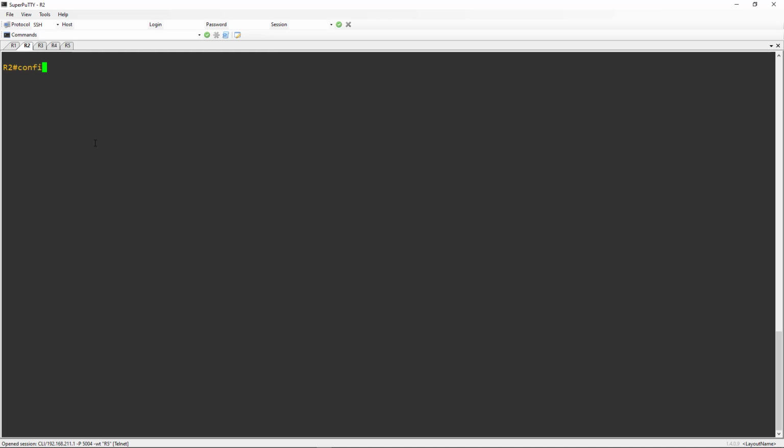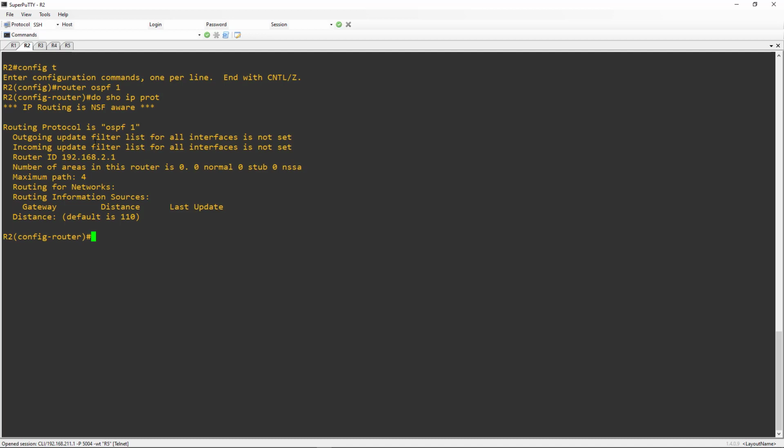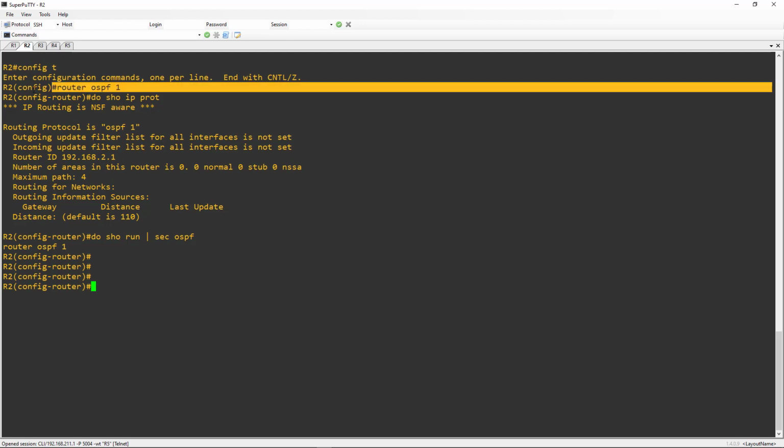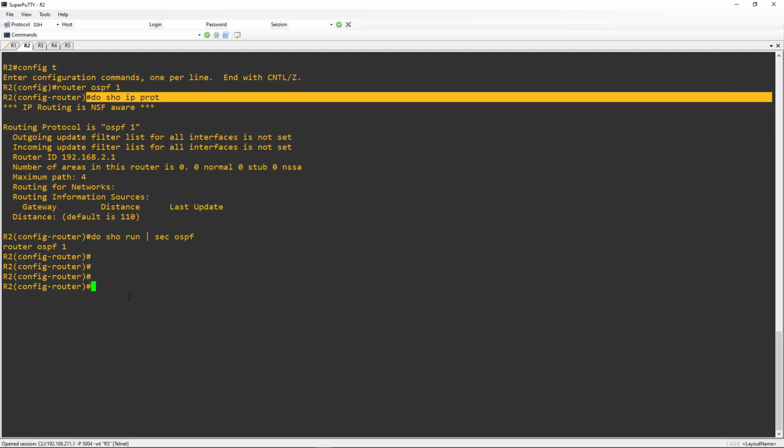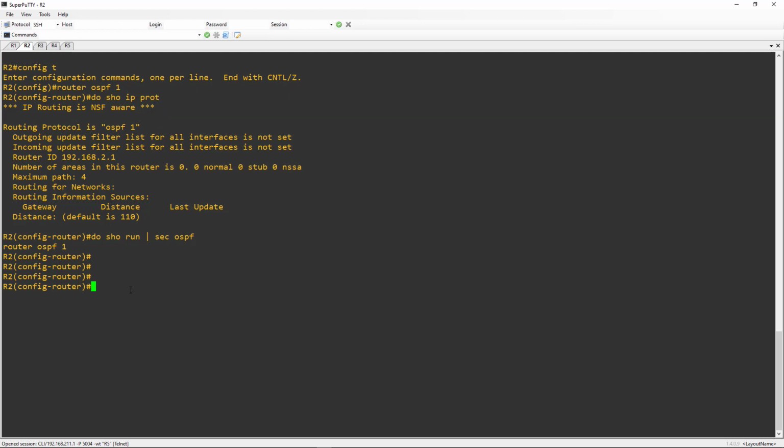I'll go into router 2, config T, router OSPF 1. Do show IP protocols real quick just to make sure. Looks like router 2 is already running OSPF. Do show run pipe section OSPF. Let's see, yeah, just the process has been started. So we don't technically have any network statements. Actually, it was started here because I put it in. I should have run this show IP protocols command prior to that. But in any event, let's go ahead and put in our network statements.